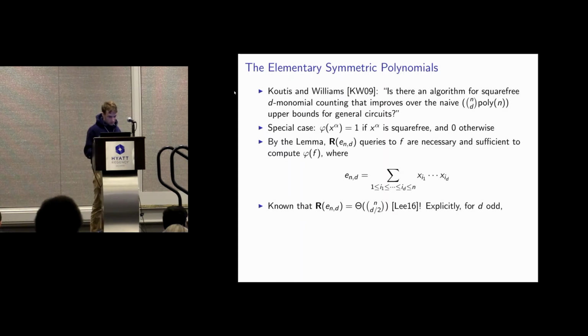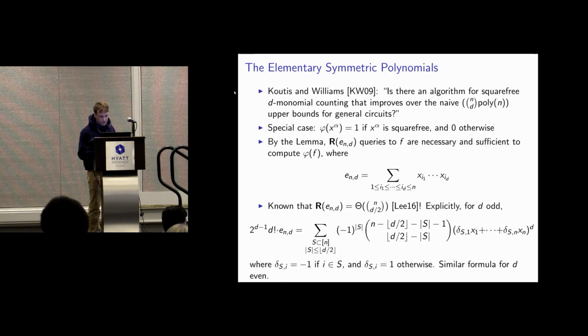And so this is actually one of the very few families of polynomials whose Waring rank is known exactly. So it was recently shown that the Waring rank of the degree d elementary symmetric polynomial in n variables is equal to n choose d over 2. And in fact, the upper bound is very simple and explicit.